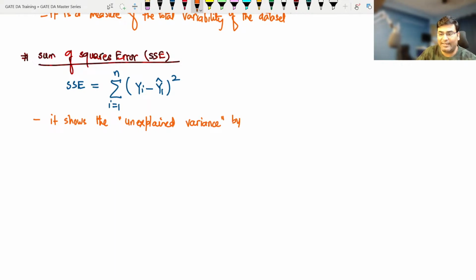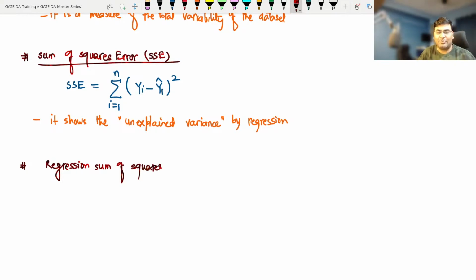Unexplained variance by regression. And the last one is what? Regression sum of squares or sum of square regression. You can call both the ways. I'm looking at the chat, guys. Regression sum of squares. So I will keep switching my screen to look at the chat. So regression sum of squares or SSR can also be called sum of square regression.